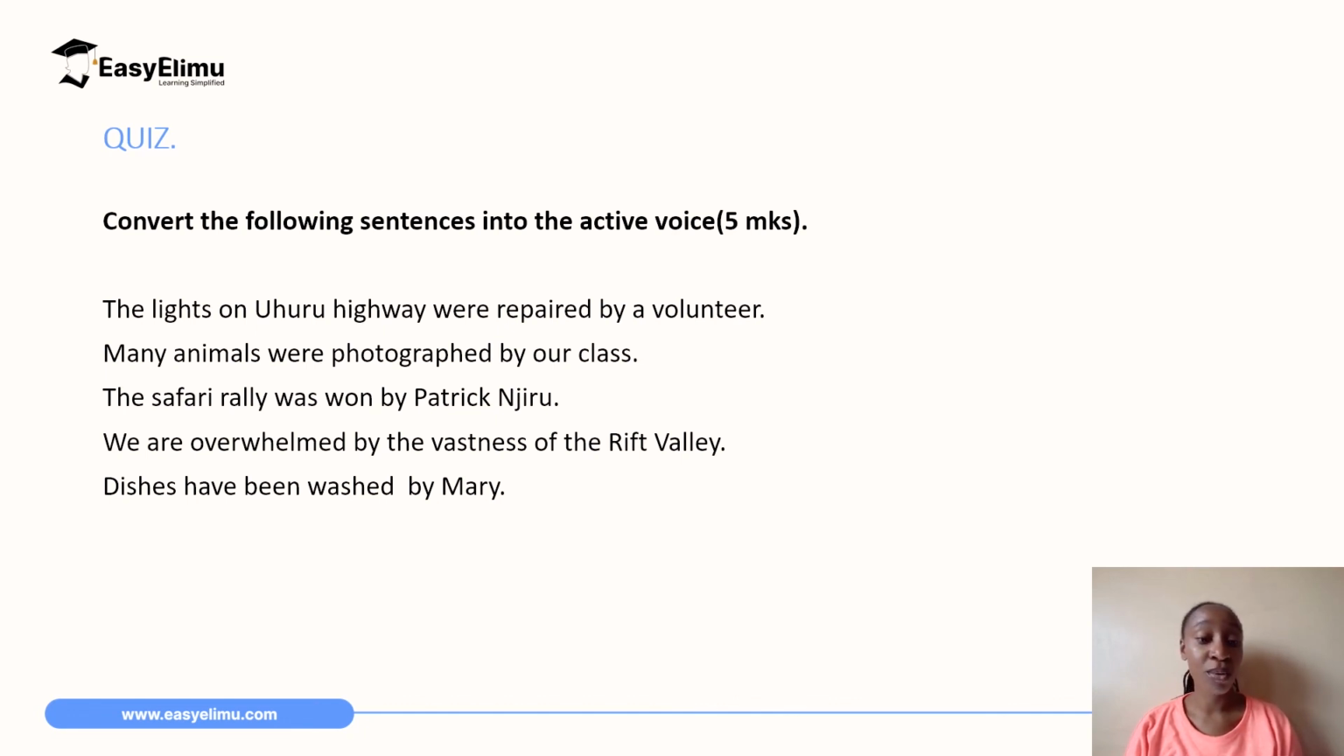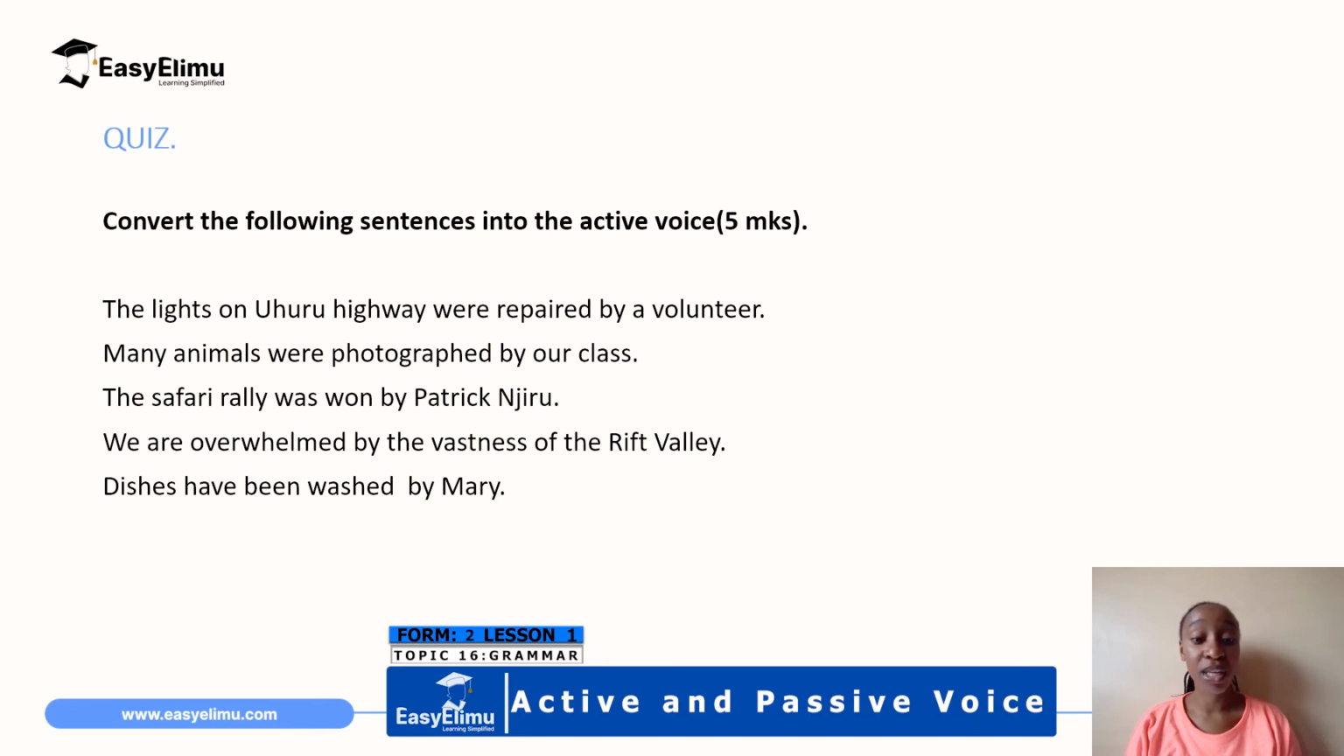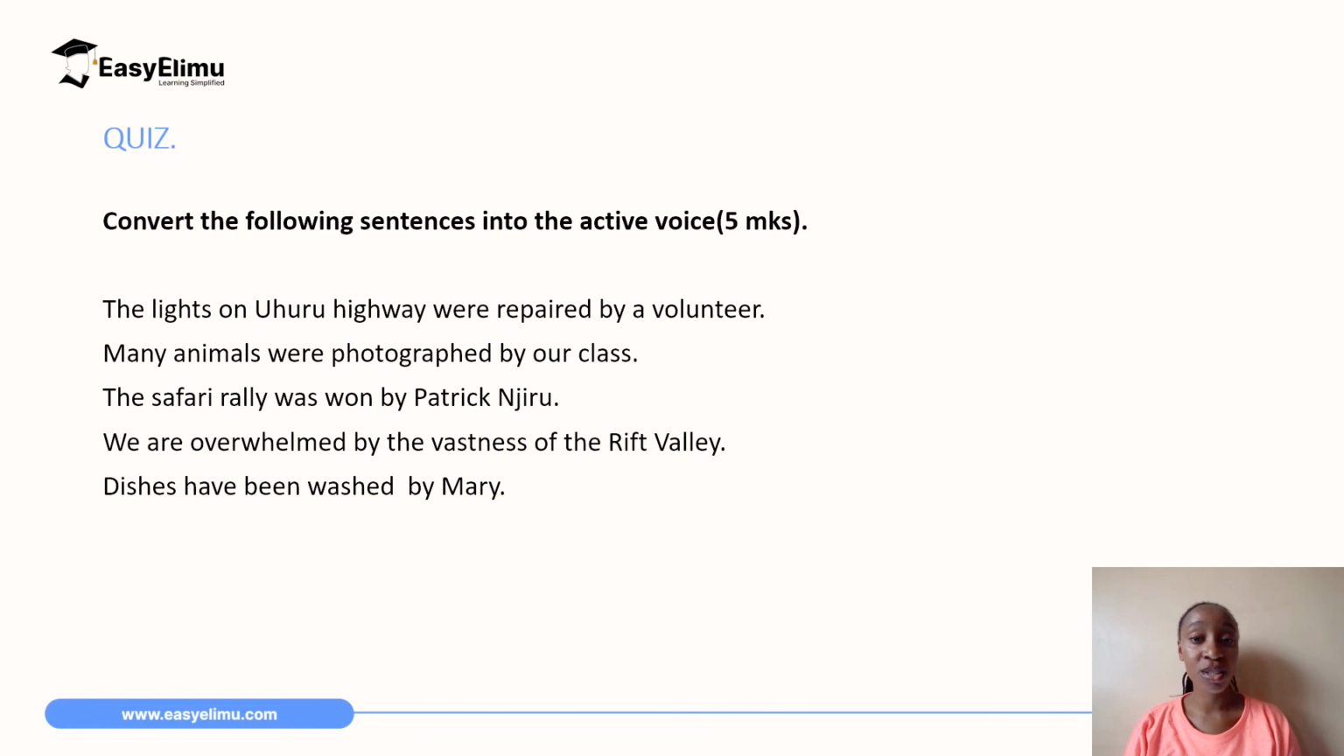For example, the last one, dishes have been washed by Mary. Dishes have been washed by Mary. When you convert it, we're going to start with the subject. Mary has washed the dishes. So you can have a look at the rest and attempt to do them.